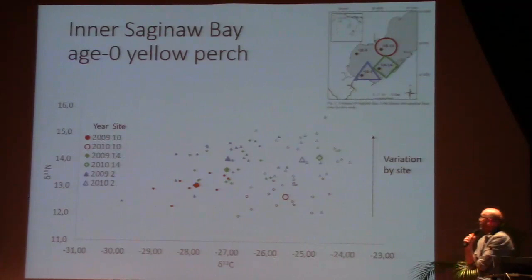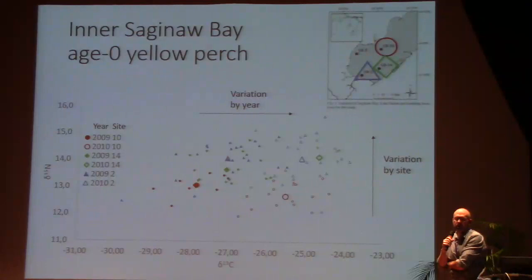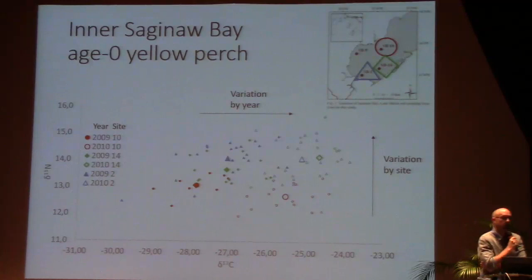But also there was this interesting change in year where we saw a change in carbon from 2009 to 2010. And this might be related to what I showed in the previous graph with the change in the availability of prey.